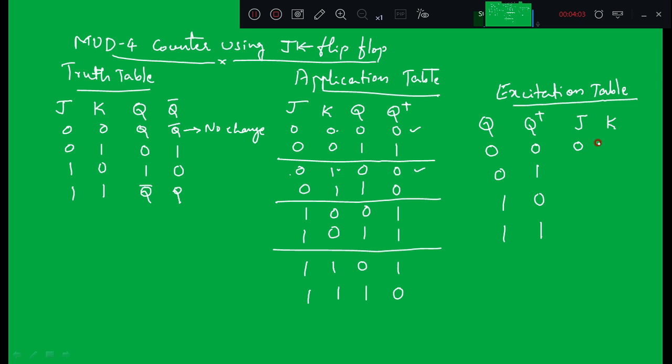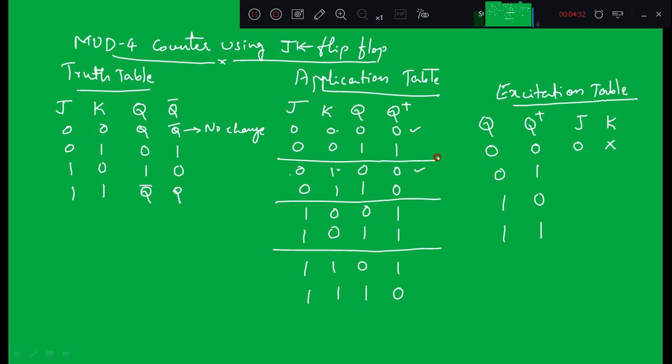So for the K value we are going to write don't care, because it is changing for the same values of Q and Q plus, but J is not changing. It is going to remain the same. J is 0 for this combination as well as this combination. J is 0, so we are going to write J as equal to 0, but K is changing. K is 0 here and K is 1, so we are going to write K as don't care.